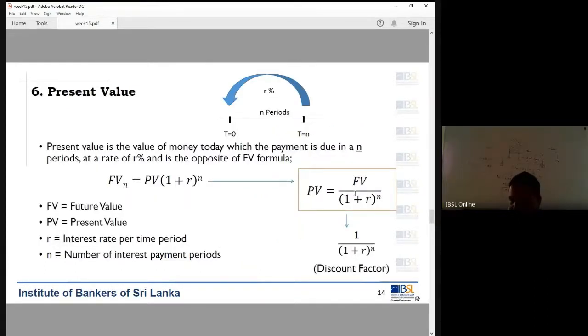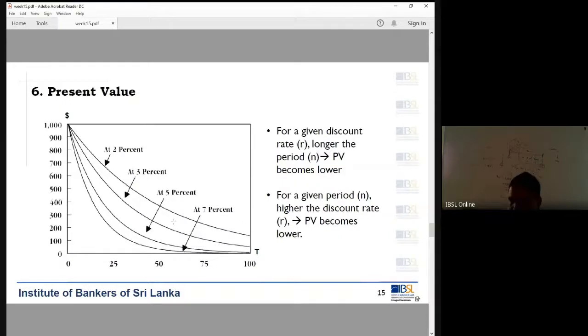Okay, that means this future value of 1,000 should be discounted by 2% for a period of 25, 50, 75. This 1000 discounted at a rate of 3% discount rate by 25, 50, 75, so on and so forth. What we can observe here is that for a given discount rate, let's say for this given 3%, the longer the period, 25, 50, 75, the lower your present value is going to be.